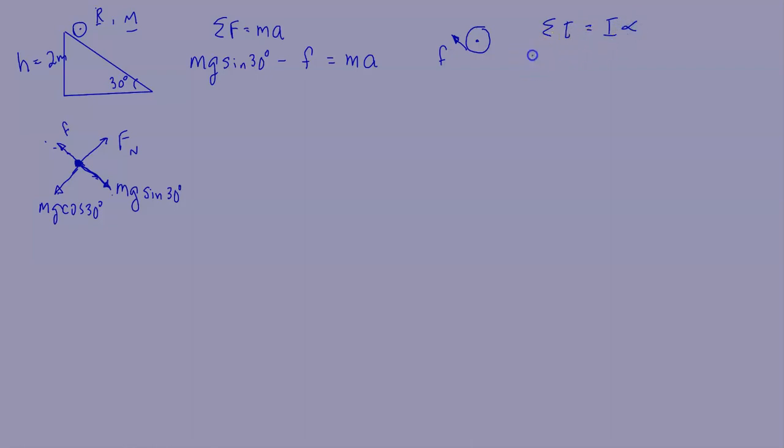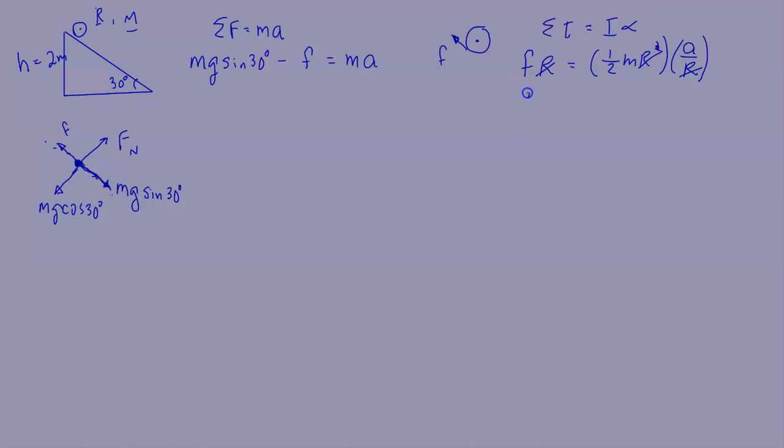So that force of friction times the radius is equal to 1/2 mr squared times alpha, which is going to be equal to A over R. And we get all kinds of cool stuff canceling out right there. This R cancels out with one of those R's, and that R cancels out with that R over there.